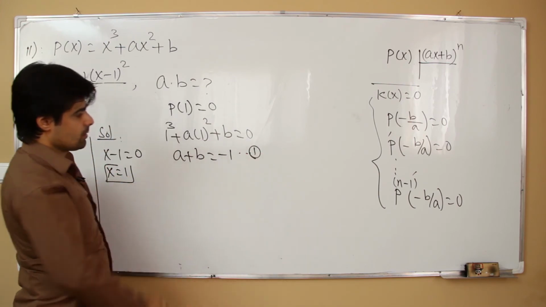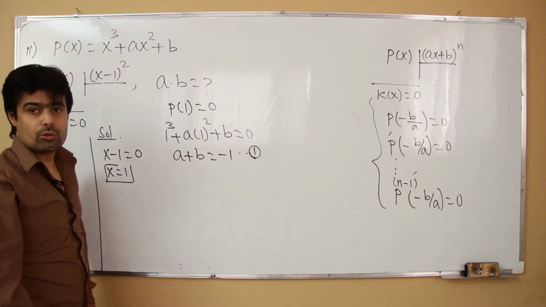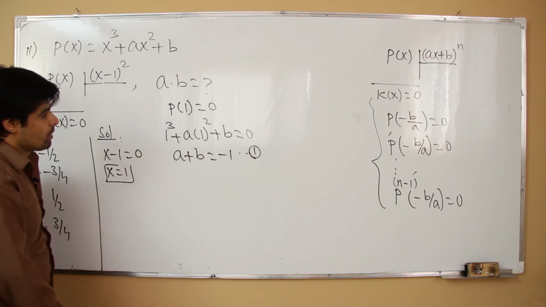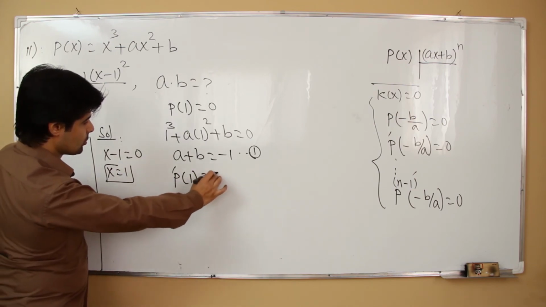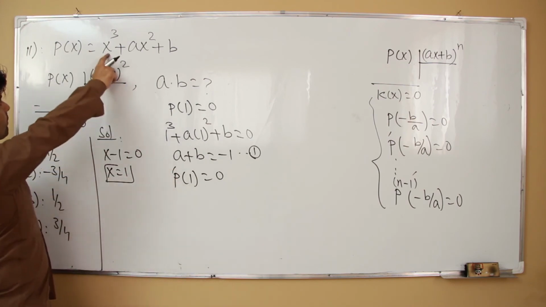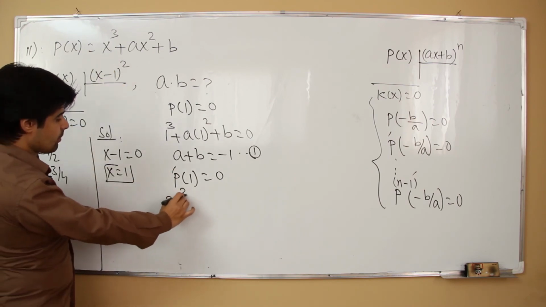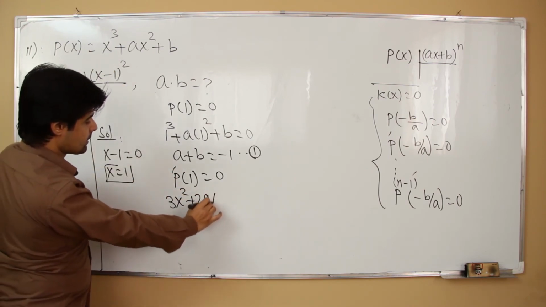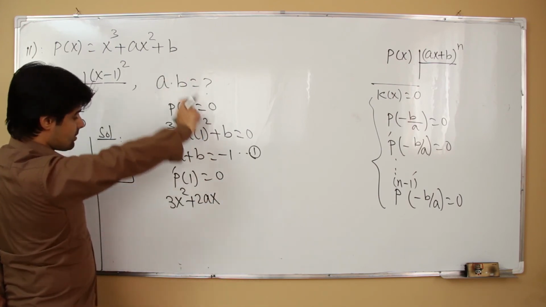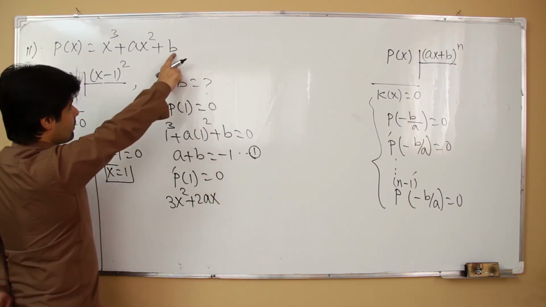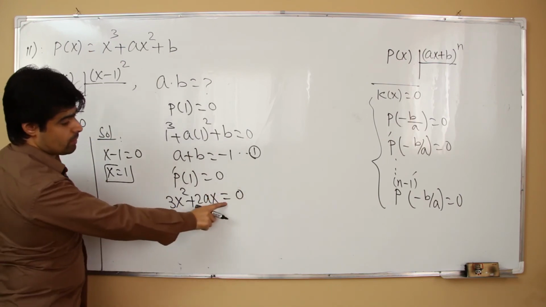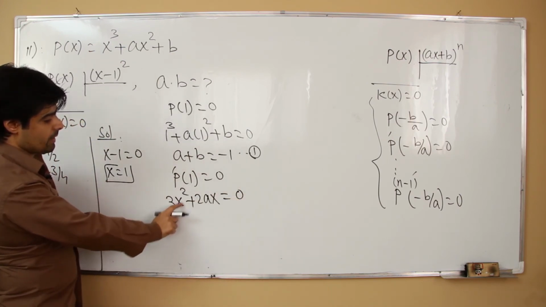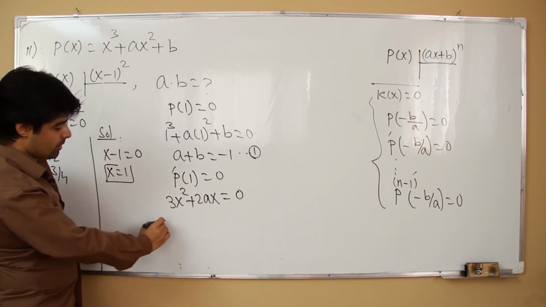This is the first equation with the two variables. Now, P prime of 1 should be 0. What's P prime? P prime is 3x squared plus 2ax, and b is a constant number. The derivative of the constant number is 0, equal to 0. Now instead of x, once again you have to put 1.